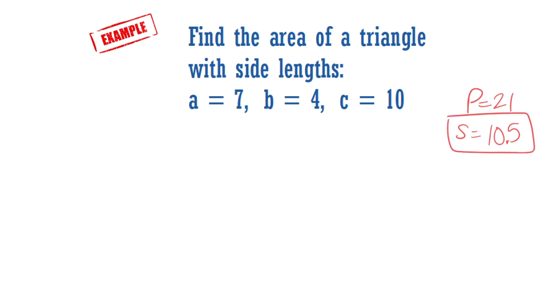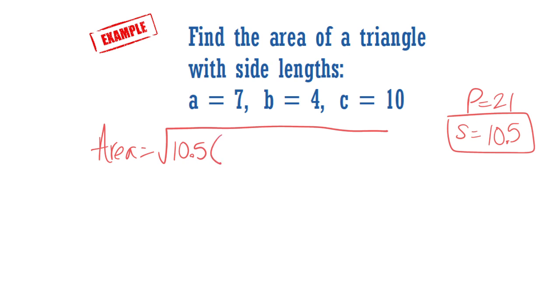Now, run it through Heron's formula. Area will be a big square root. You take that S value, that 10.5, and then you're going to take 10.5 minus 7. So that's 3.5. Take 10.5 minus 4. That's 6.5. And 10.5 minus 10. That's 0.5. And then we're just going to type it in the calculator. Easy peasy.